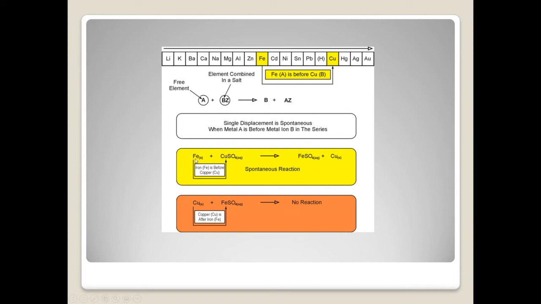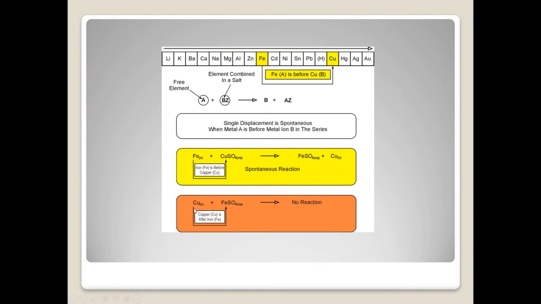So if we look at our example here, iron plus copper sulfate, metal A, does it occur before metal B? So we start over here and we start looking for either iron or copper. Oh, here's iron. And then here's copper. So iron occurs before copper. We're following this arrow. So iron occurs before copper. Therefore, we have a spontaneous reaction.